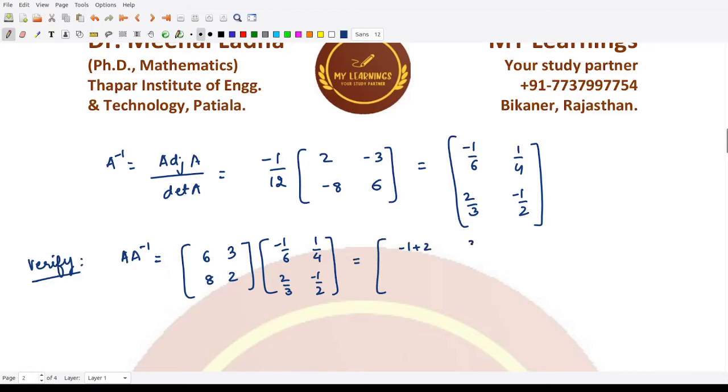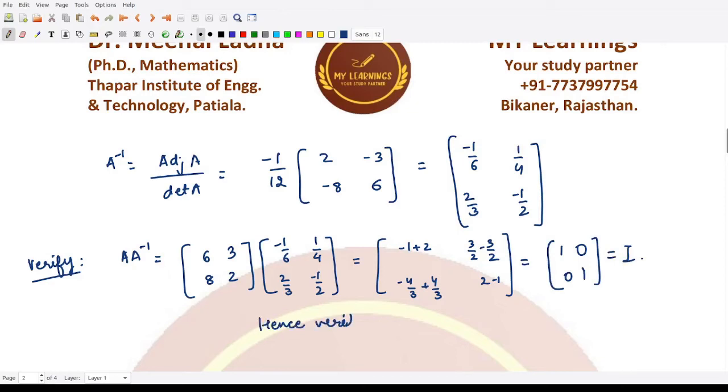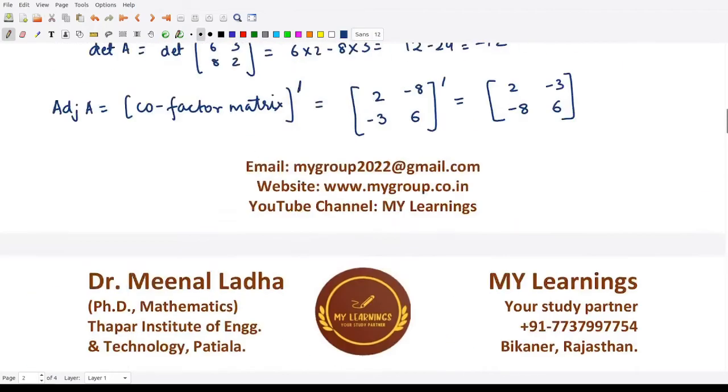Then it would be 3 by 2 minus 3 by 2 here. It would be minus 4 by 3 plus 4 by 3 here, 2 minus 1 here. So that it would come out to be 1, 0, 0, 1, which is nothing but the identity matrix. Hence, we have verified that we have calculated our inverse as the correct inverse, right? This is about the C part.